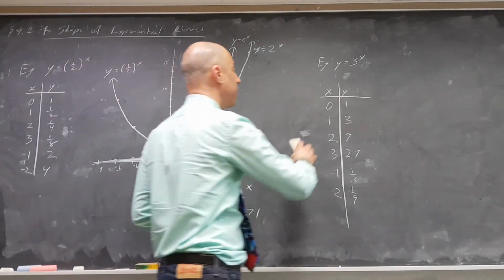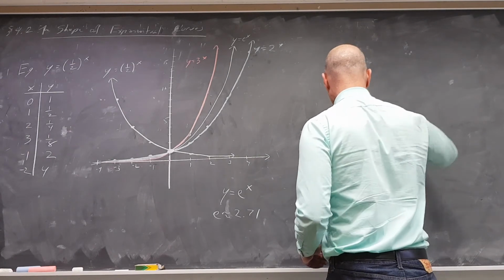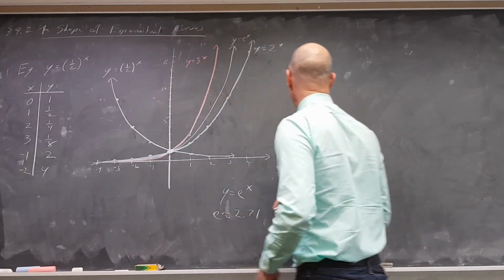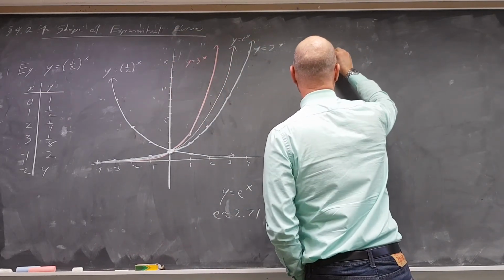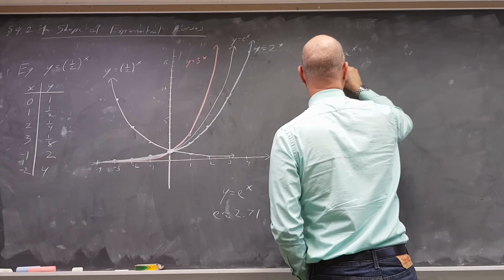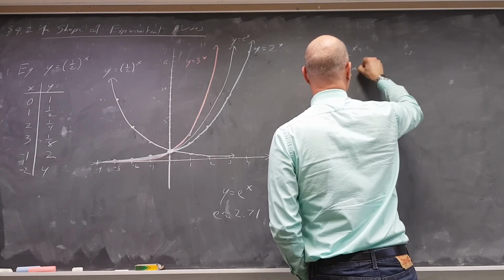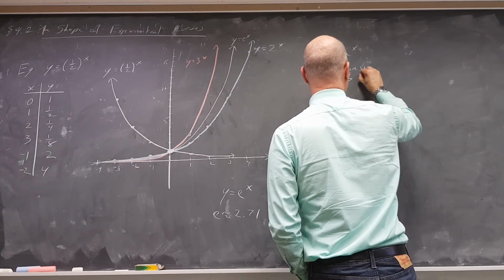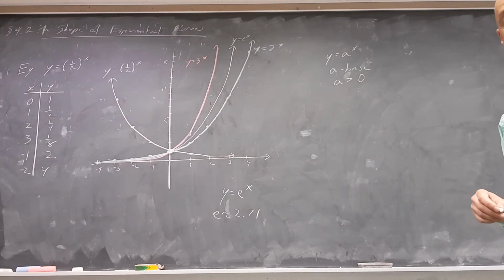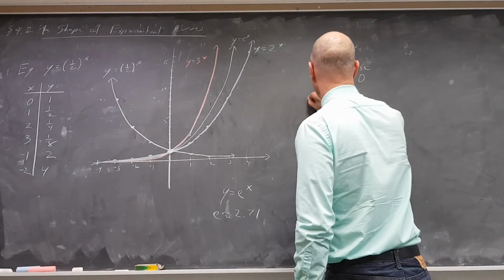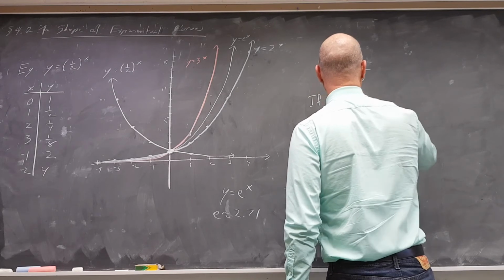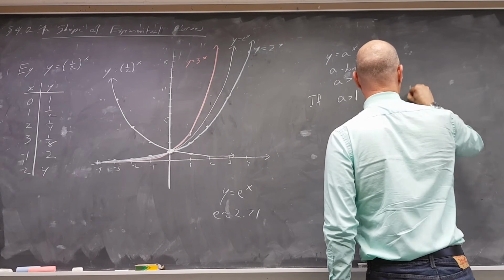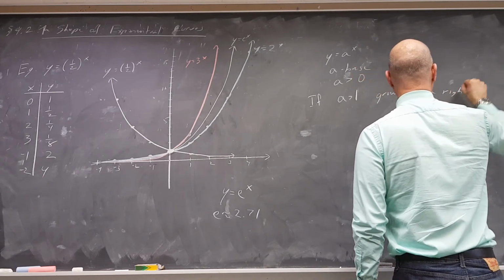So when we're talking about an exponential function, this number that's raised to the power of x, that's the base. Let's call that a. So y equals a to the x. A is the base, and a will always, always, always be a number greater than 0. If a is bigger than 1, the function grows to the right. We call this exponential growth.